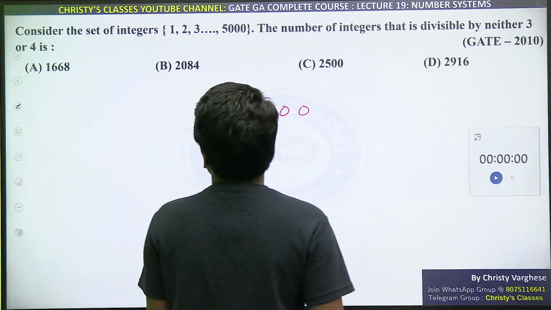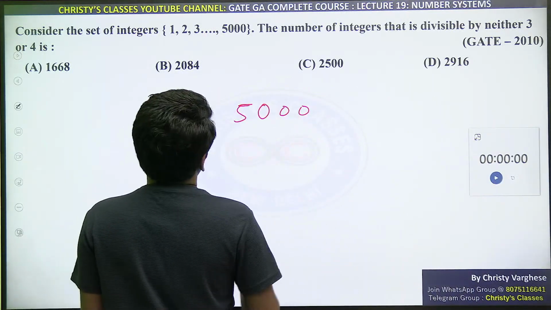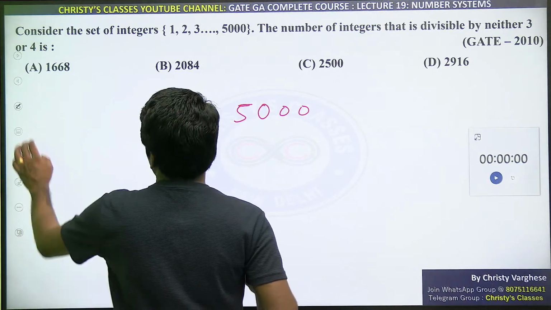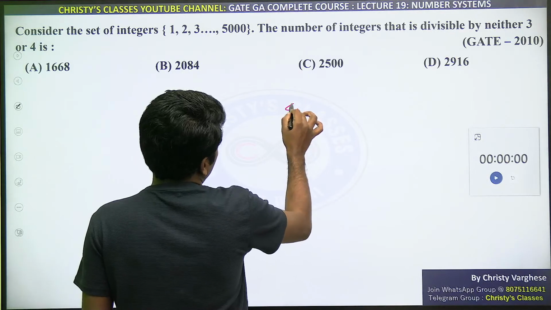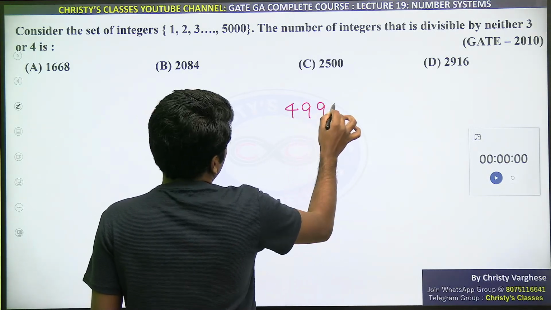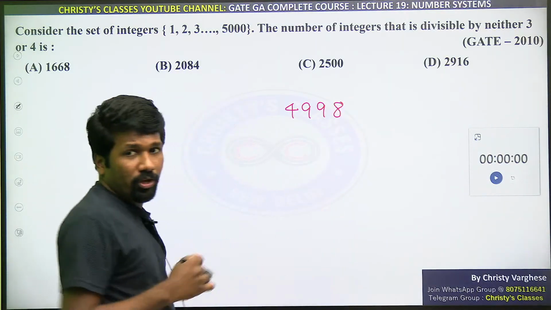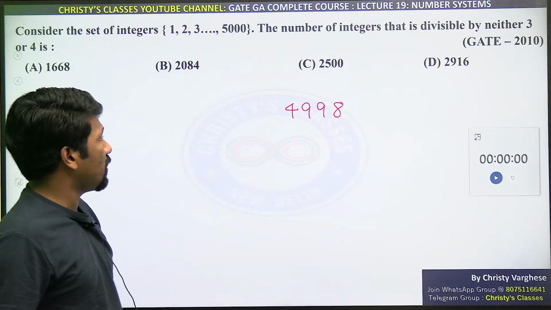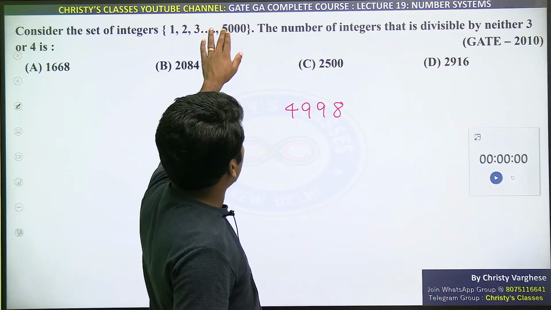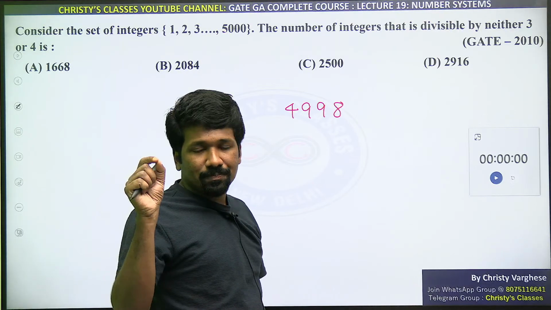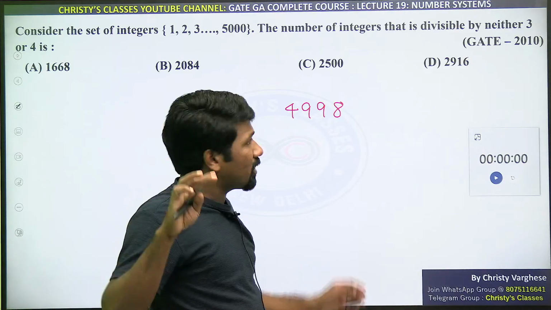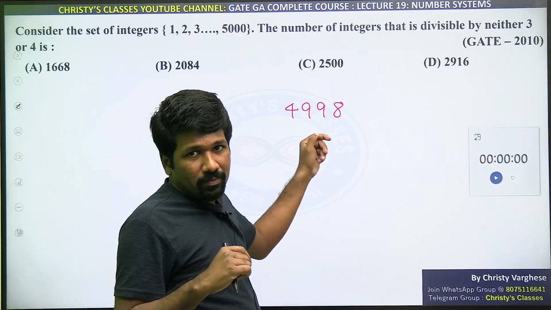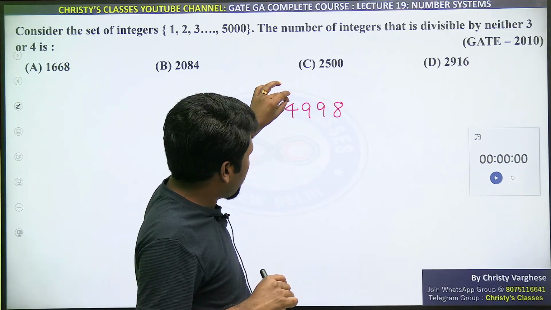So how many multiples of 3 will there be? In 5,000 numbers, 1/3 will be multiples of 3. Before that, 5,000 is not a multiple of 3. Then the nearest multiple of 3 is 4998. How do we know 4998 is a multiple of 3? Because the sum of digits of 5,000 is 5. The sum of digits should be a multiple of 3. So 2 numbers before it will be, or you check this, verify this.